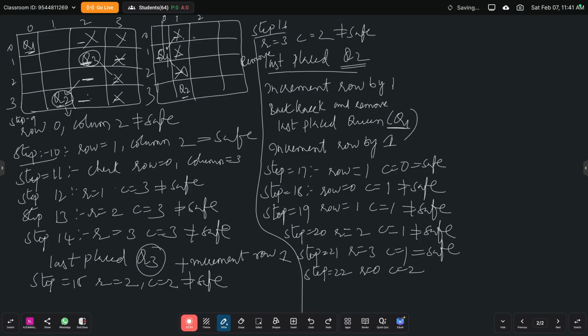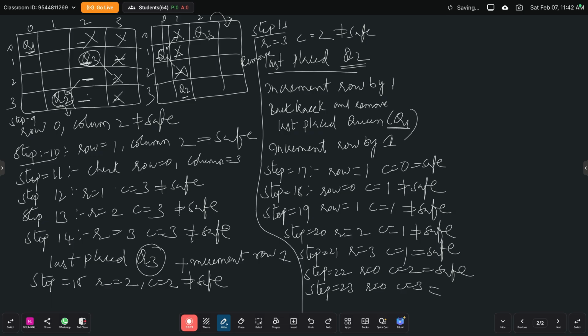There is no queen in the same row. There is no queen in the same column. So that is safe, and we can place queen 3 here. Whenever we place the queen, directly just increment the column by 1. So in step 23, our row is 0. What is our column? It is 3.